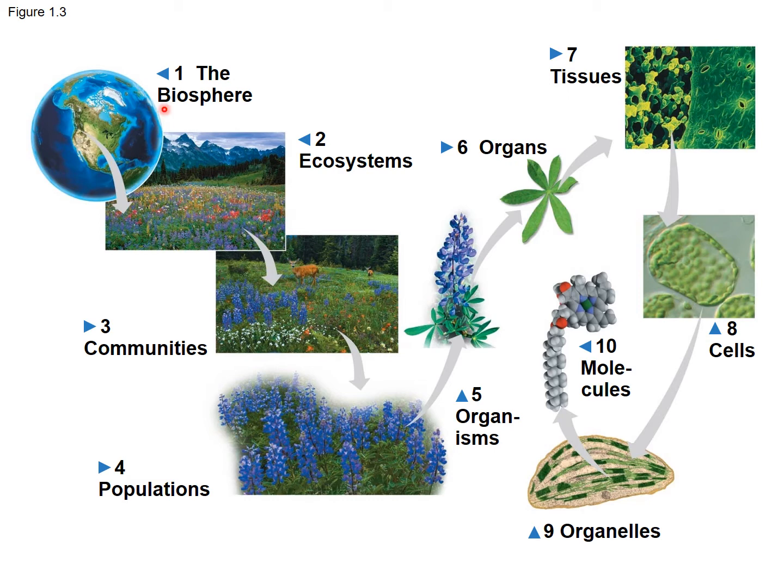And then the biosphere would be the largest where the living things exist. Of course, we don't know if there are aliens, right? So there may be living things that exist outside of our biosphere. We just haven't identified them yet, if they even exist. Okay, so those are the levels of biological organization or biological hierarchy.